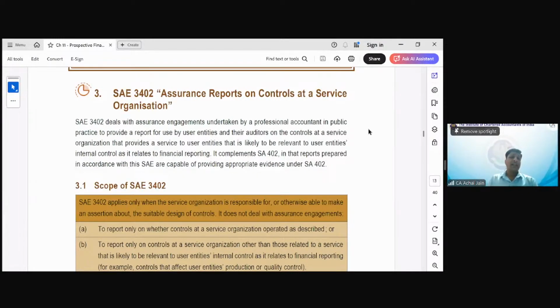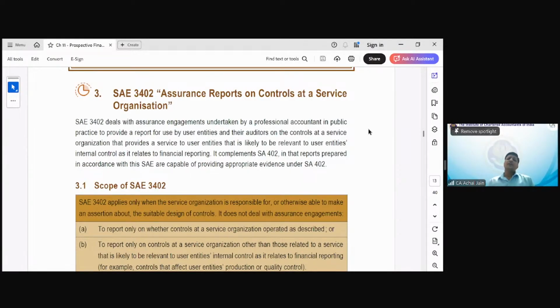Now, let's look at this next one, which talks about assurance reports on controls at a service organization. Can you please explain what this standard talks about? What are the controls? What is the service organization? Over to you. It's about outsourcing services. The organization has taken services from an outside organization, like outsourcing of payroll services. So SA 402 is also there. Right. And in these standards, the assurance report has to be provided by the practitioner.